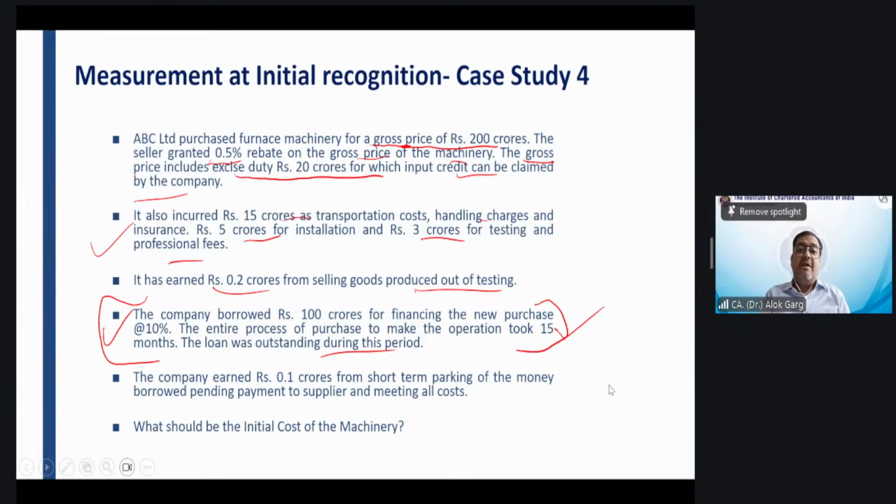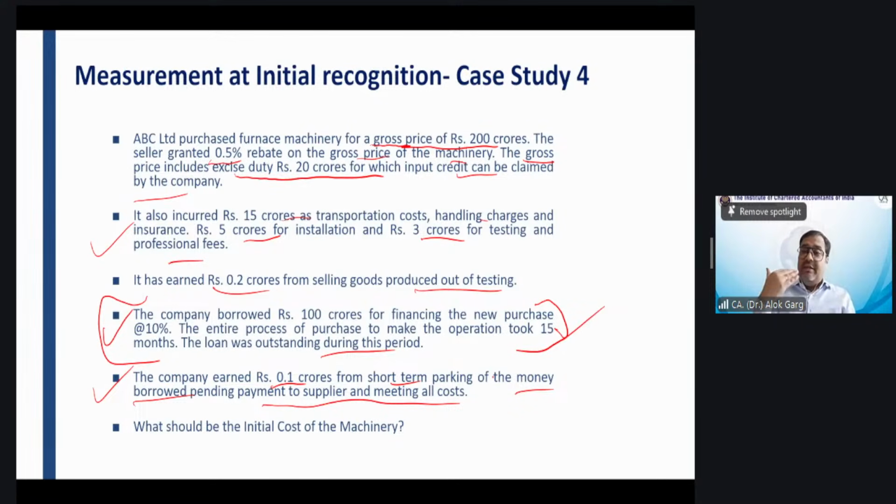Okay, very good. But now the question is again saying the company earned 10 lakh rupee from short-term parking of the money borrowed pending payment to supplier and meeting all cost. While the company has taken a loan of 100 crore, 100 crore cannot be spent on a single day. So the company has the money, right? The company is spending sequentially, gradually. So now the company is also earning some interest. So what will happen with that interest?